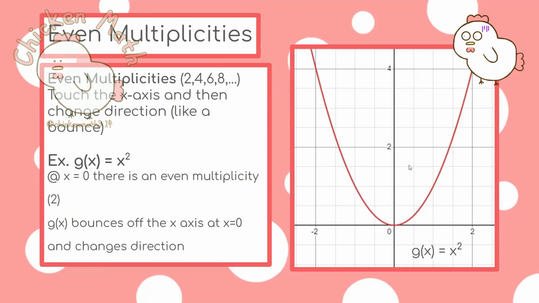So this is the g of x graphed out, and you can see that it goes down, it touches x equals 0. It's still a zero, but it doesn't cross the x-axis. Instead, it bounces up and changes direction. It goes from decreasing to increasing. So that demonstrates kind of how even multiplicities will work on a graph.